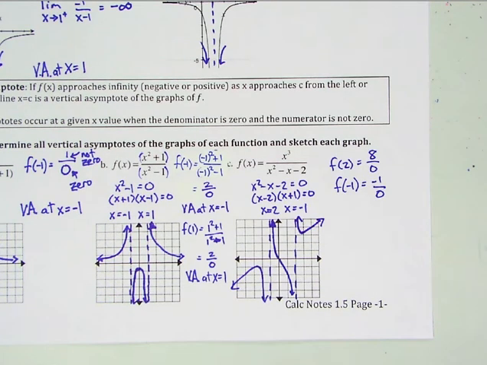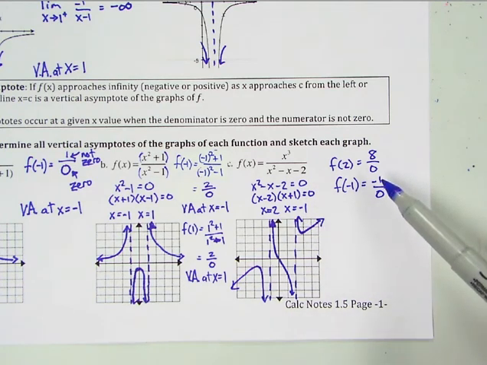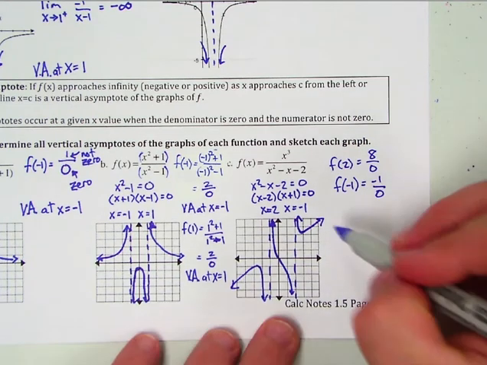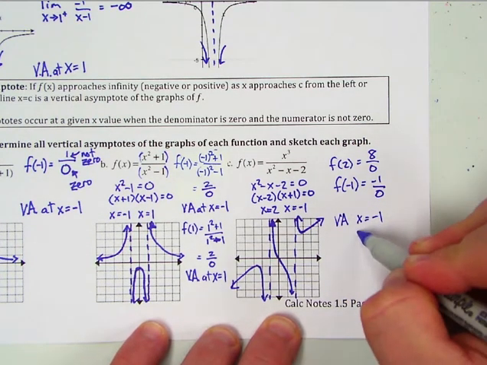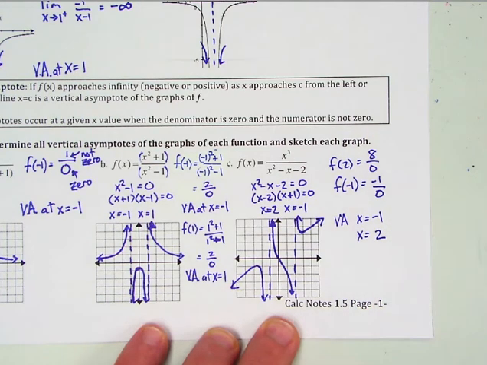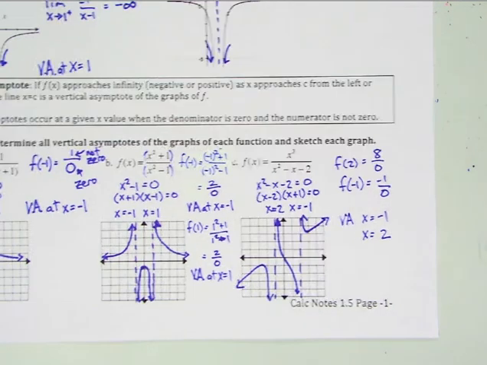All right, welcome back. You can go ahead and check your work through here, and you should have found vertical asymptotes at x equals negative 1 and x equals 2. And here is your graph and the proof of why they're vertical asymptotes. All right, let's move on.